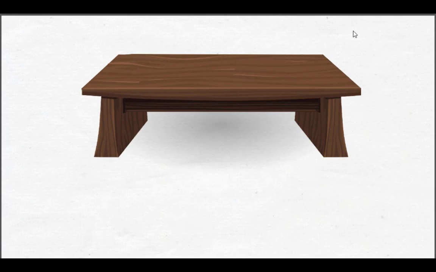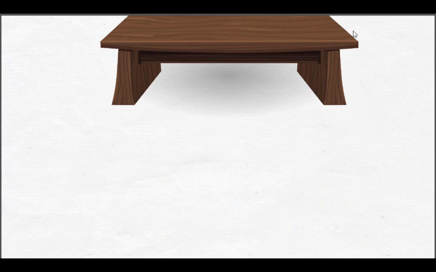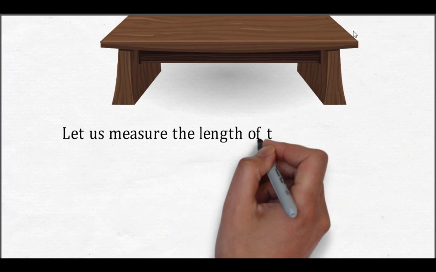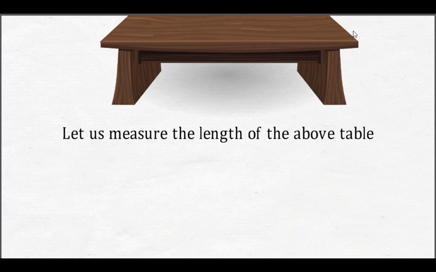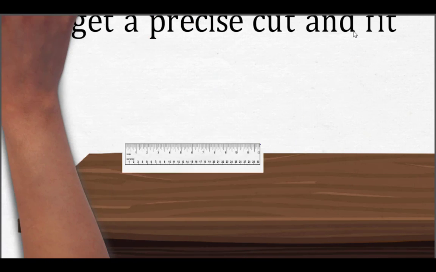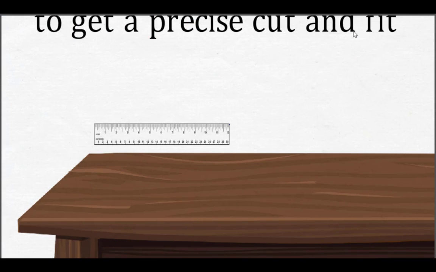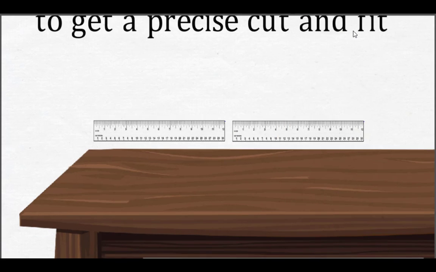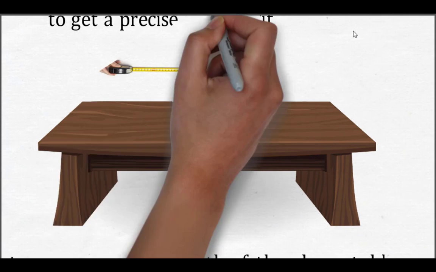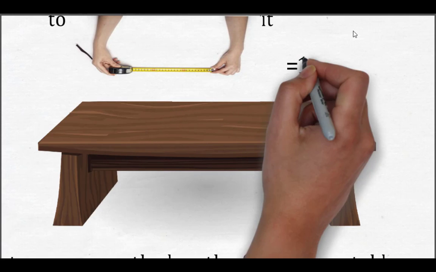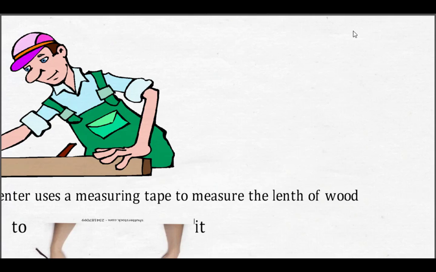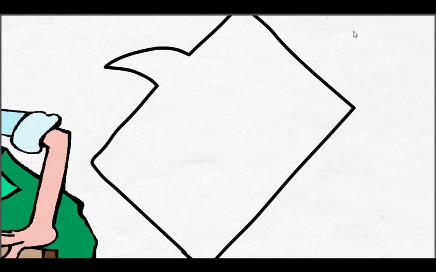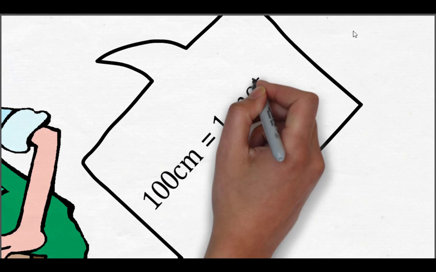Now let us measure this table. This is a table. So we can use different types of measuring instruments. But if we use a small scale for measuring it, it will be a little bit difficult, is it not? We need another scale also. These two scales cannot fit, so we need another one also. So instead of this, we use the measuring tape. It is a little bit longer for measuring things. So we measure the table and it is equal to 100 centimeter. But this carpenter says 100 centimeter is equal to 1 meter.